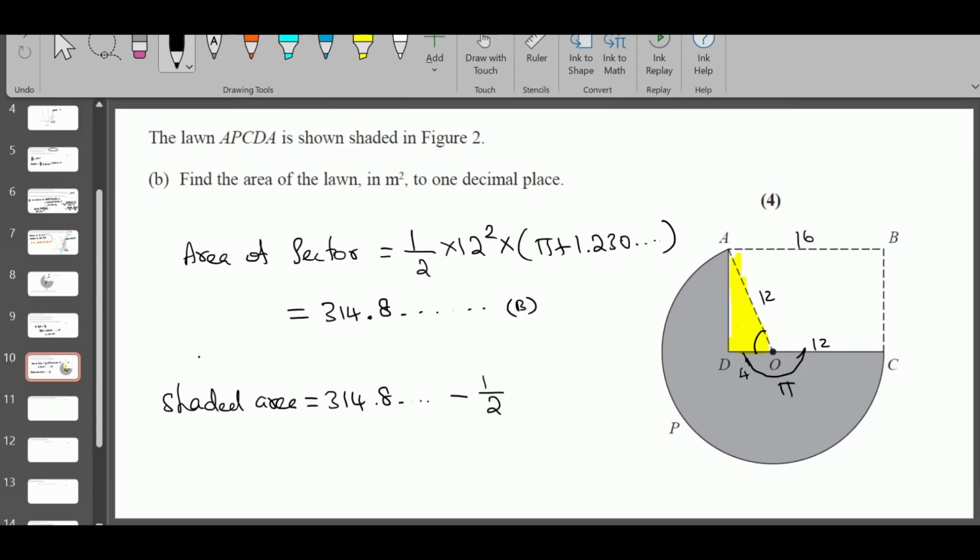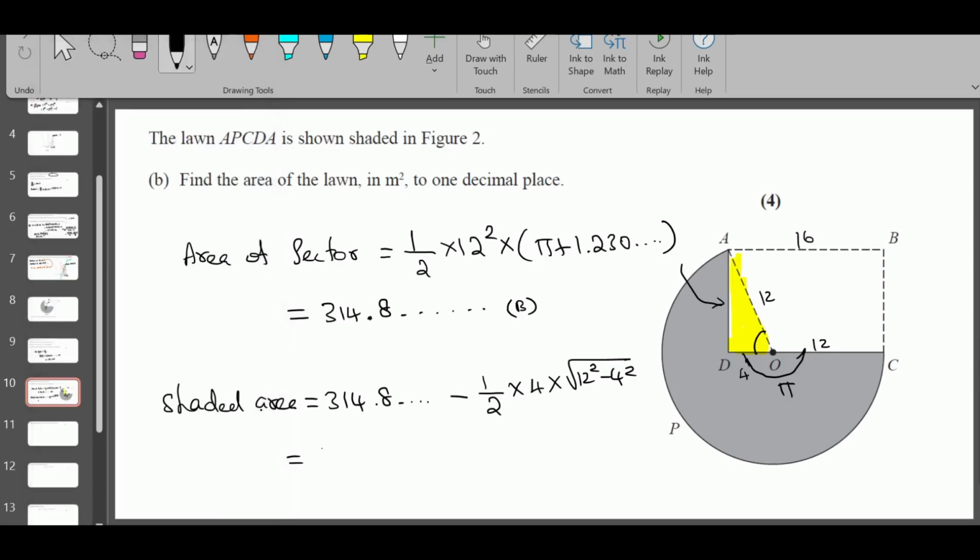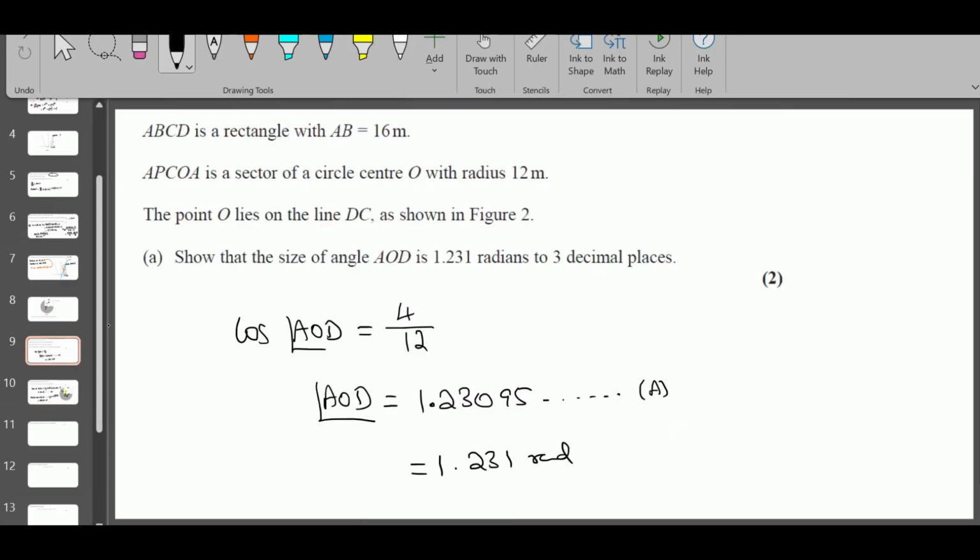Half base times height. Height is this actually, which is square root of, use Pythagoras theorem. So we have stored this value as B. So B minus half times 4 times square root of 12 square minus 4 square. They want the answer to 1 decimal place, so it's 292.2 meter square, because everything is given in meter.